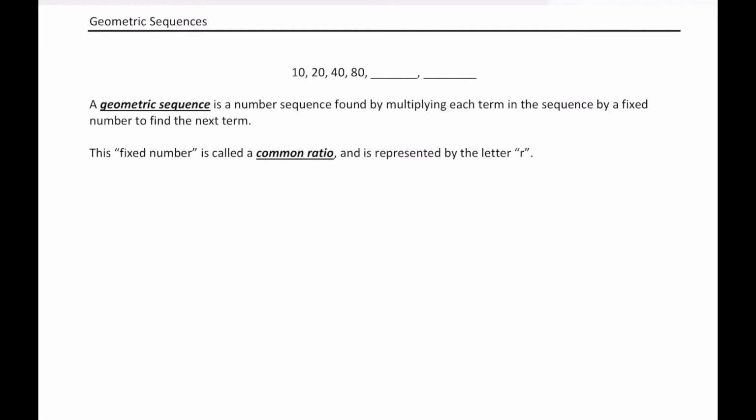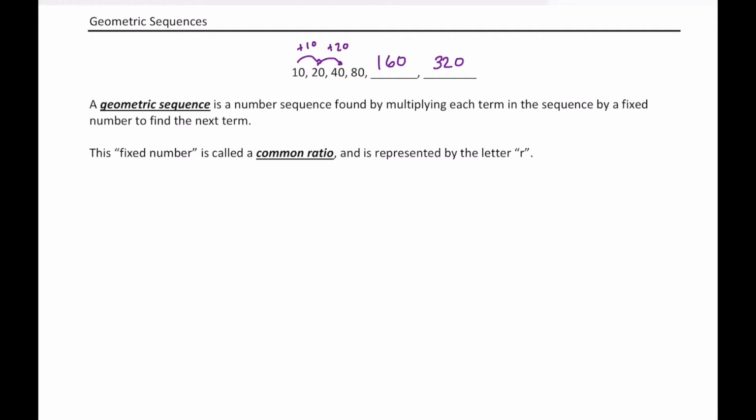Just starting off with an example, 10, 20, 40, 80. It's pretty obvious that the next number is 160, followed by a 320. Now, how did we get that? 10 became 20 because I added 10. Sure. 20 became 40 because I added 20. Ooh. Immediately you see that it doesn't have a common difference, meaning I'm not adding the same amount each time.